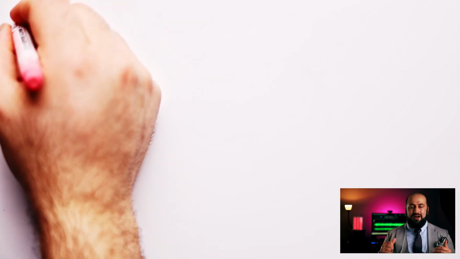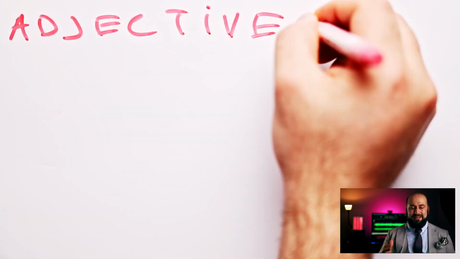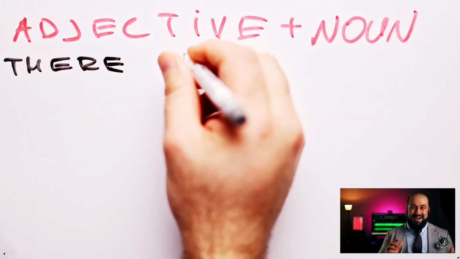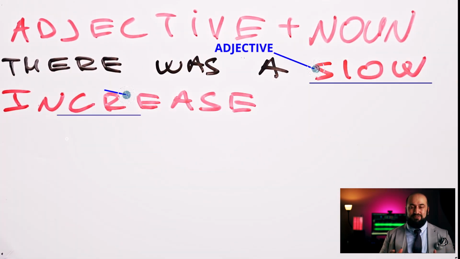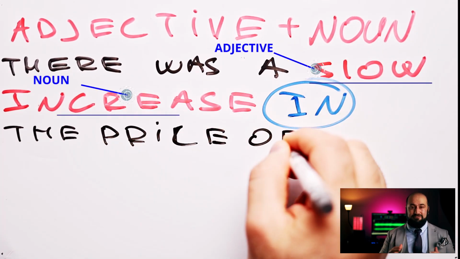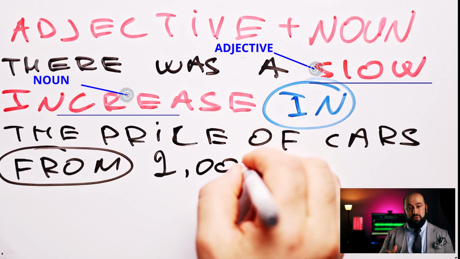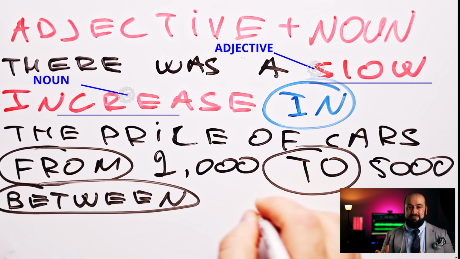So when we've dealt with the fundamental vocabulary part, we're going to get down to structures. What does it consist of? You need to know about fundamental ways of constructing sentences. There are literally 3 ways of constructing sentences in part 1 of your IELTS Academic. First part, adjective and a noun. Let's have a look at how that works. There was a slow increase in the price of cars from £2,000 to £5,000 between 2010 and 2020. Full stop.